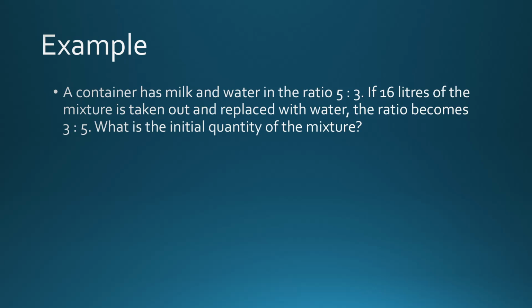So first example is this one. A container has milk and water in the ratio 5 is to 3. If 16 liters of the mixture is taken out and replaced with water, the ratio becomes 3 is to 5. What is the initial quantity of the mixture?